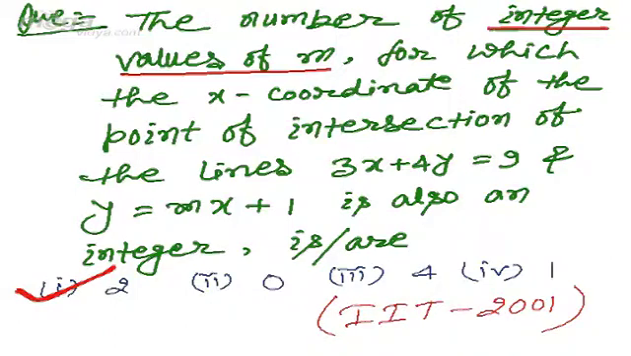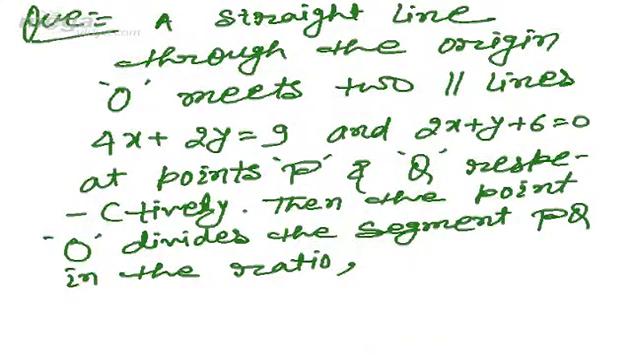Now student, I am taking another question, again from IIT. The question is: a straight line through the origin O meets two parallel lines 4x plus 2y equal to 9 and 2x plus y plus 6 equal to 0 at points P and Q respectively. Then the point O divides the segment PQ in the ratio.